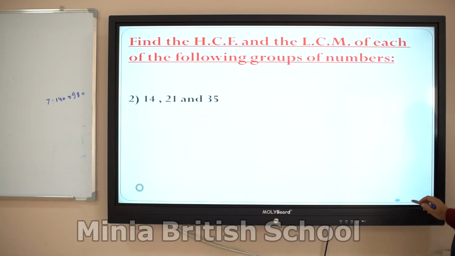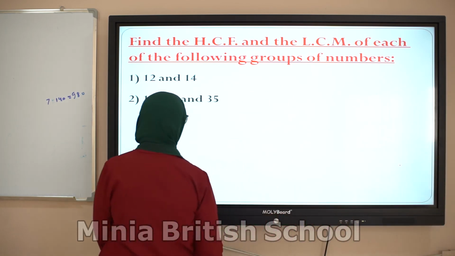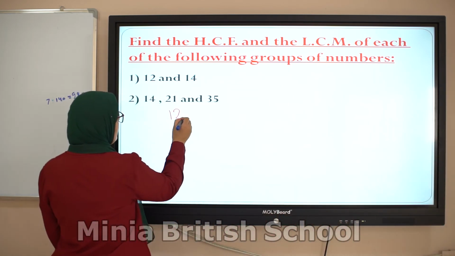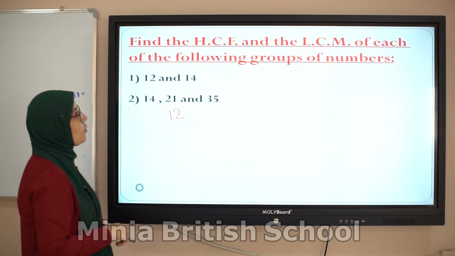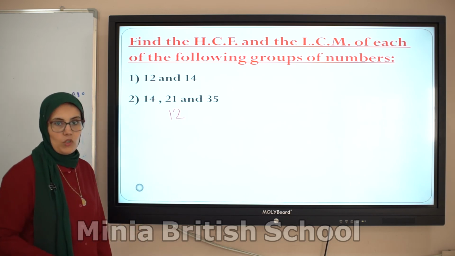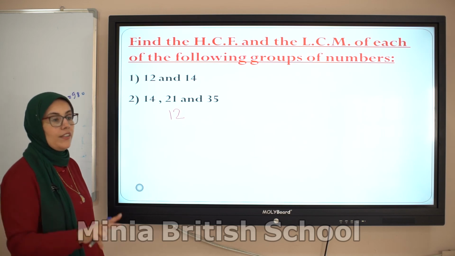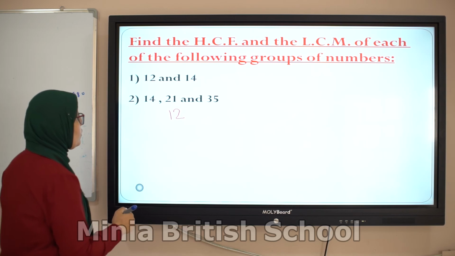Here we have, okay, the first one, 12 and 14. He asked me to find the HCF, the highest common factor, and the lowest common multiple of each of the following groups of numbers. So I have to find both of them, HCF and LCM. Let's see how I do this.